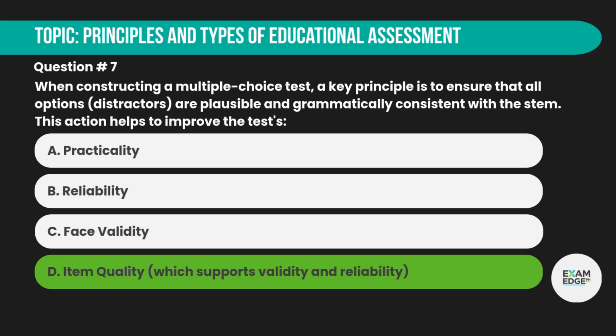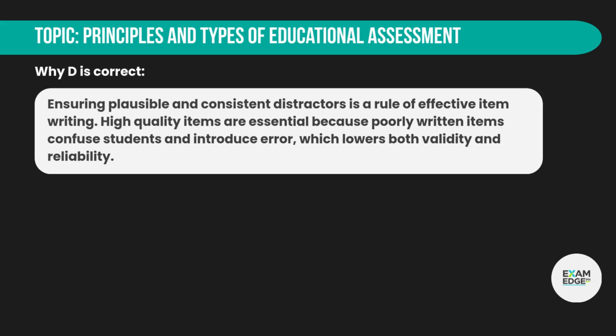Correct answer: D. Item quality, which supports validity and reliability. Why D is correct? Ensuring plausible and consistent distractors is a rule of effective item writing. High-quality items are essential because poorly written items confuse students and introduce error, which lowers both validity and reliability.